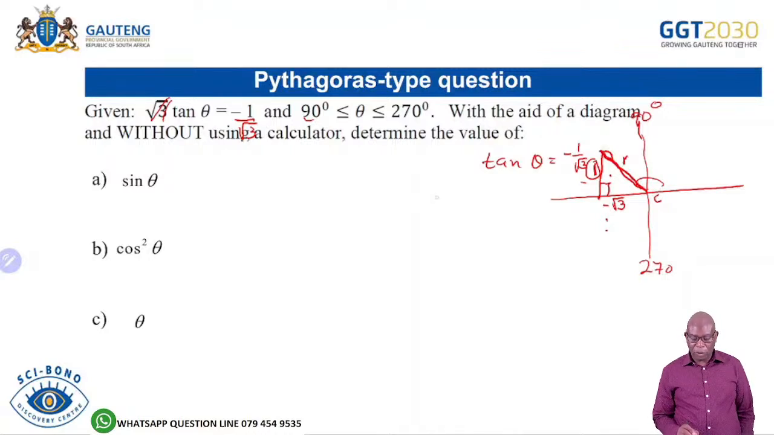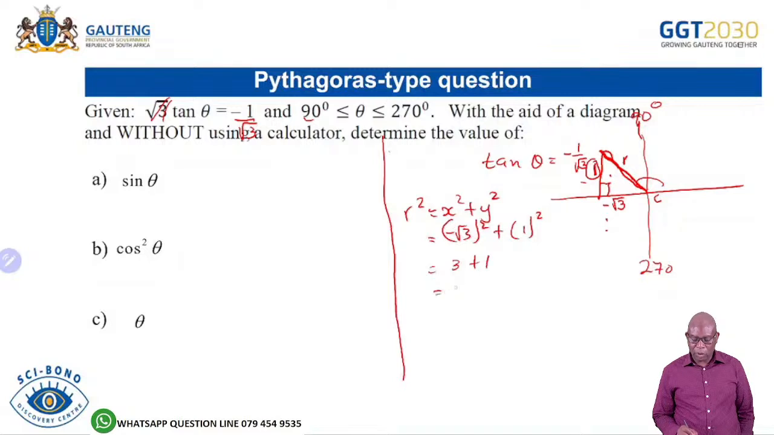So to get the hypotenuse, I use the theorem of Pythagoras, which is r squared equals x squared plus y squared. So my x squared here is going to be negative root 3 squared. My y is going to be 1 squared. So now I'm going to have 3 plus 1, which is 4. So my radius there will be 2. So that value there will be 2. So now if I've got a radius, I can get all those ones.